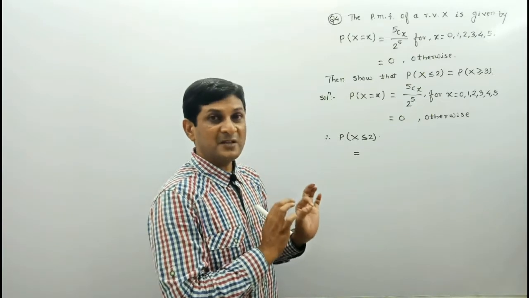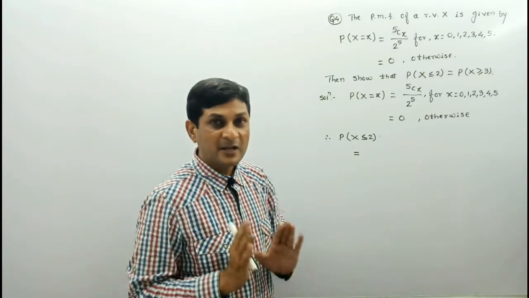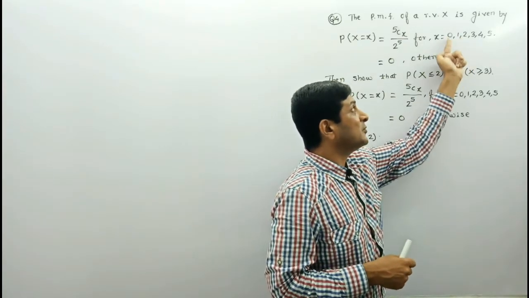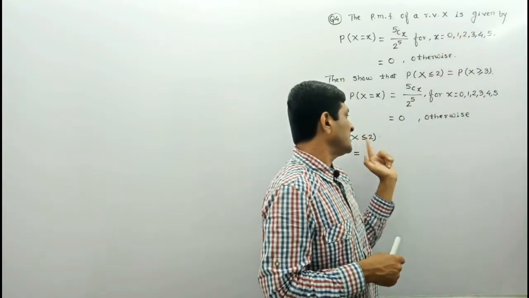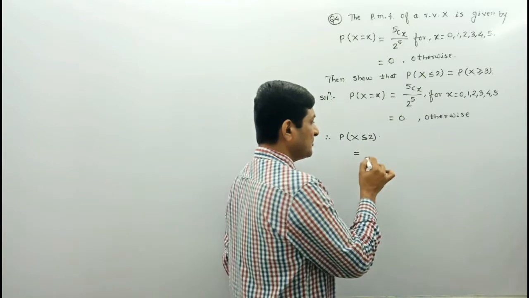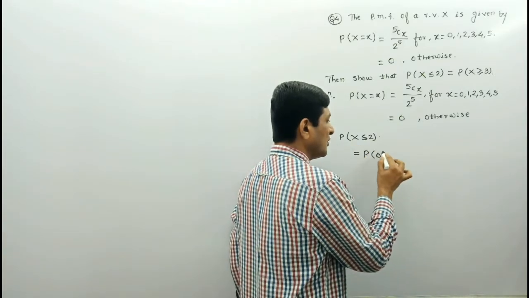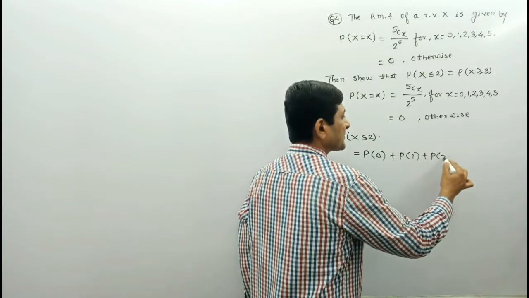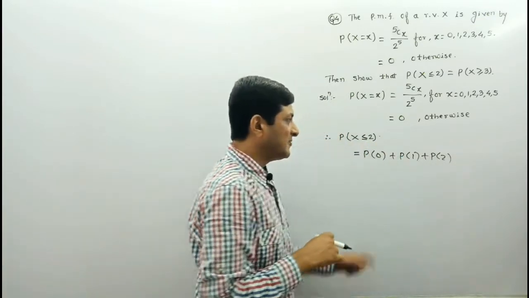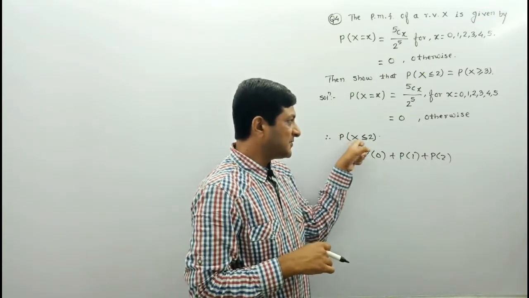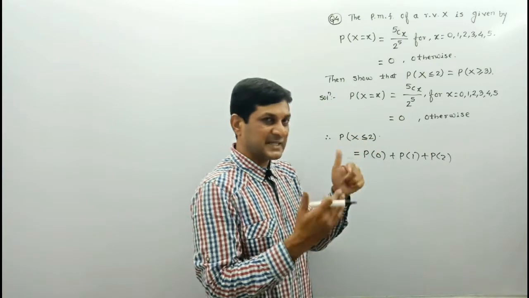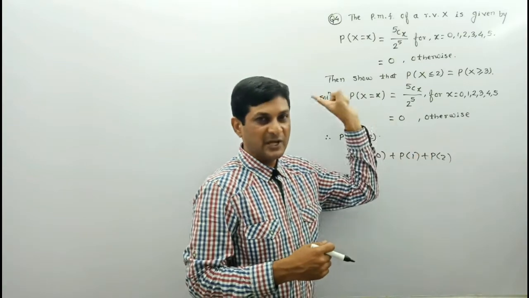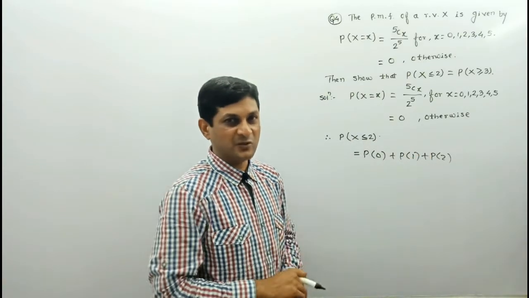Now check which are the values of the random variable which are less than or equal to 2. So less than or equal to 2 means 0, 1 and 2, because 2 is also included. So that's why here we can say that its value is equal to P of 0 plus P of 1 plus P of 2. These are the values of the random variable which satisfy this condition, that the value of x is less than or equal to 2, which means 0, 1, 2 from the given values of x.